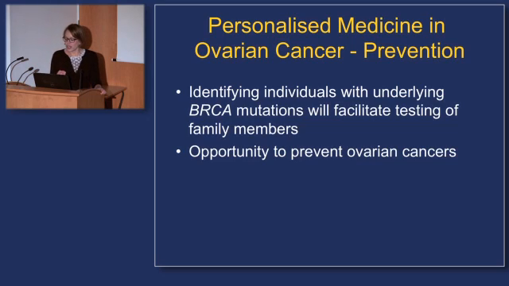So identifying an individual with an underlying BRCA mutation allows us to test other members of her family. Now, some of those women will be negative, and that will remove a level of worry. But for those that are positive, there's an opportunity to prevent them from developing ovarian cancer through relatively simple prophylactic surgery once they've completed their families.